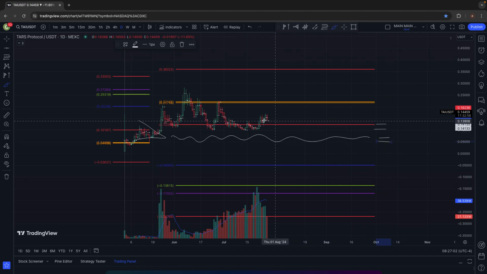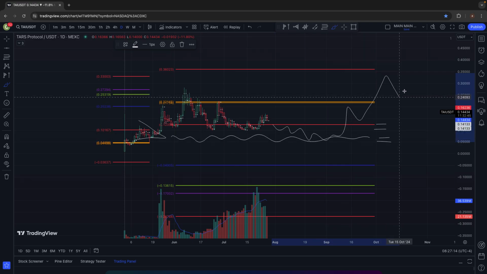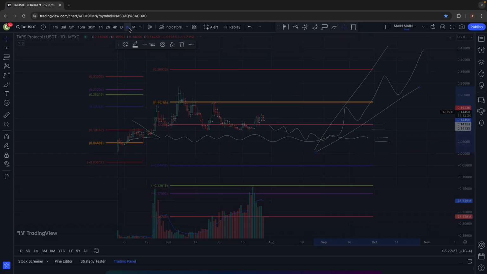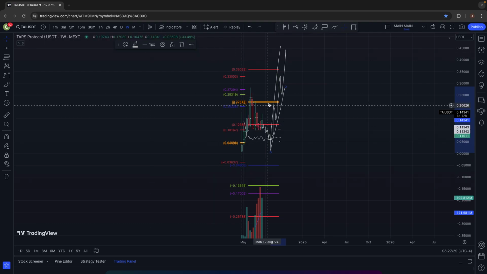So if we come under this level and you consolidate like this, you're not confused as to why we're doing this, and then we break out to come test our resistance, and then we come like that in an expanding megaphone fashion. Okay, so that's what I would be looking for in a, I don't know, couple weeks. Right now, the weekly is telling you it wants to go test into this 20 cent area.